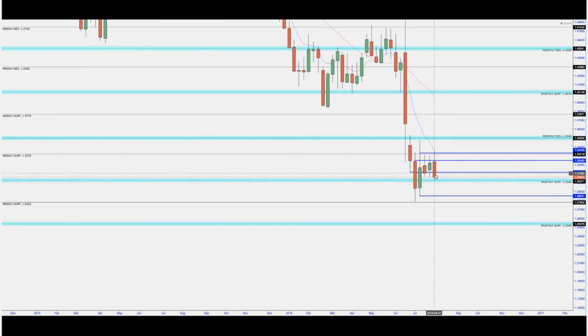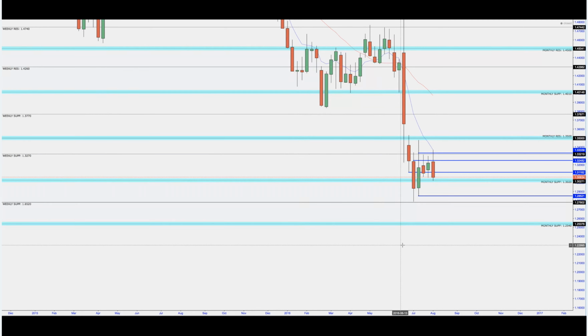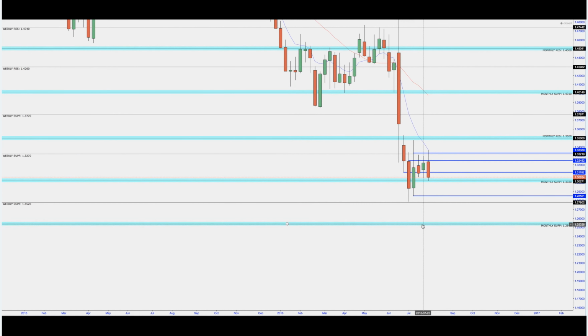I'm looking at GBP USD to continue to the downside and maybe hit our 1.27 weekly support over here. Just ignore this label, I need to update this. I've only just put these on a few hours ago. And then our other monthly support area around here, which is 1.2540, 1.2550.